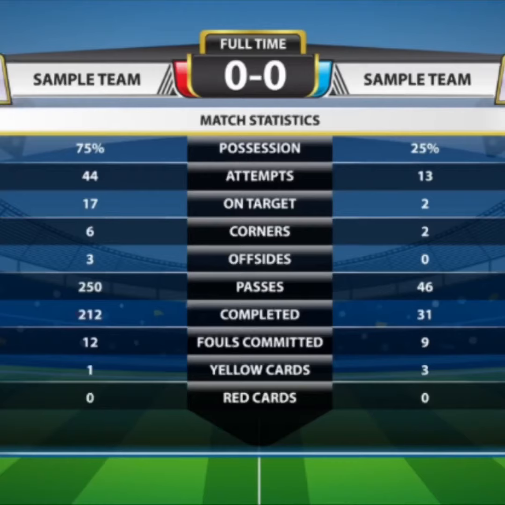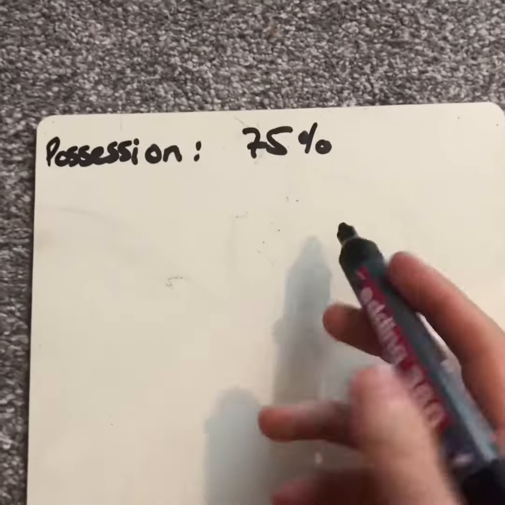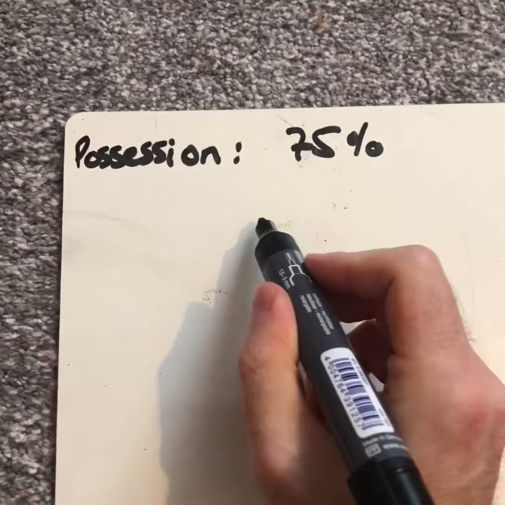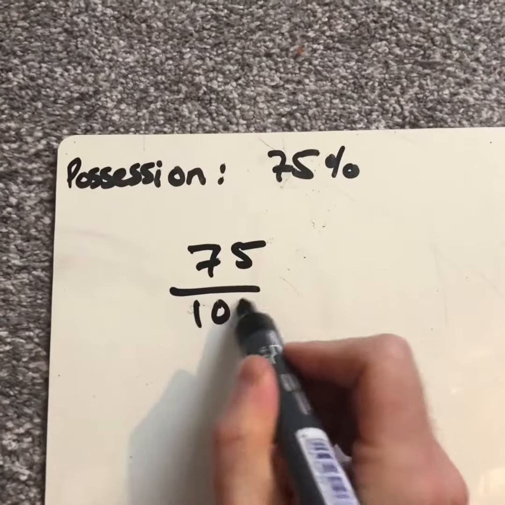And I find a really fun way to do this is to look at sports stats. Now, it could be football, netball, basketball, whatever, anything that tickles your fancy. For example, it's saying that possession was 75% to Team A. Well, I could write that as a fraction by knowing that percent means out of 100. So it'd be 75 out of 100.